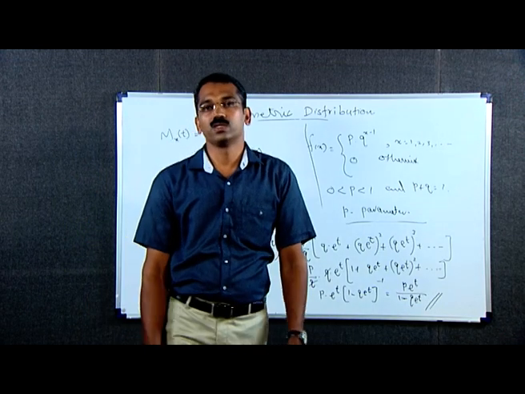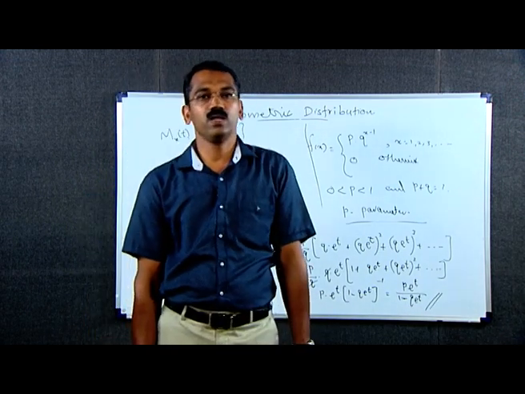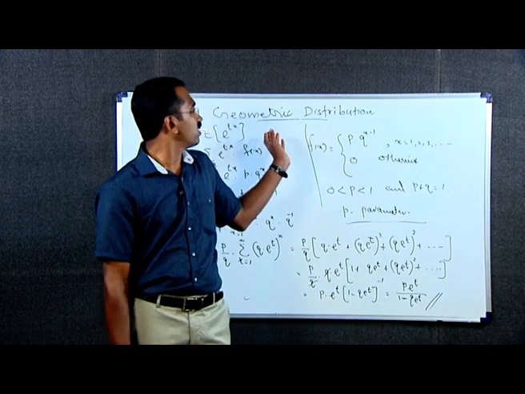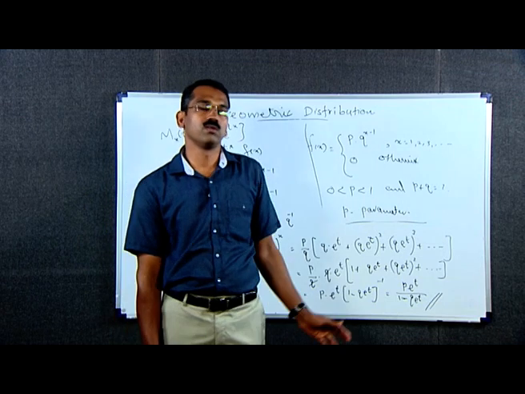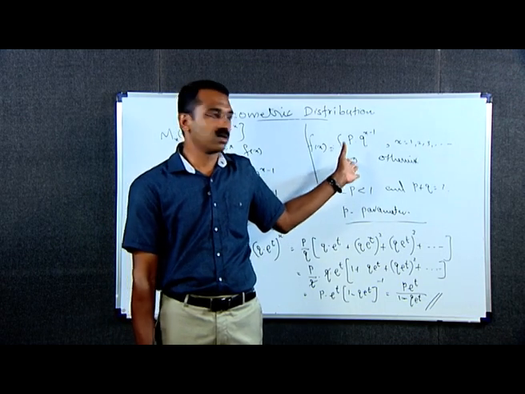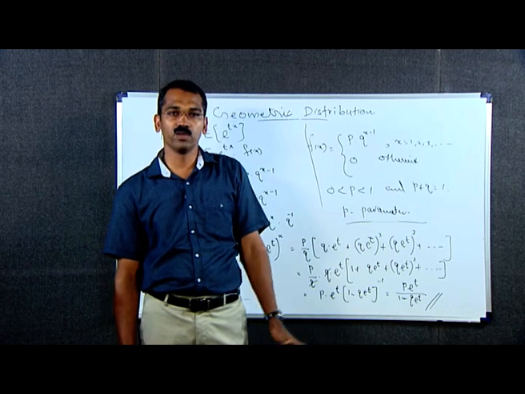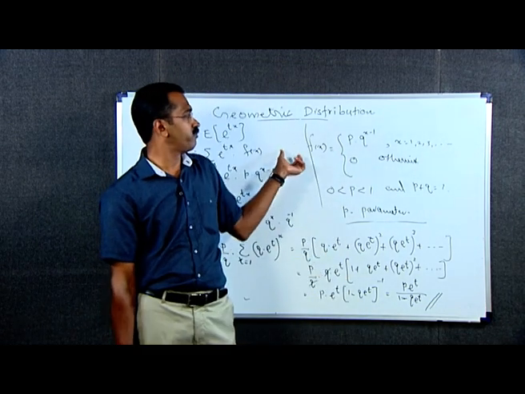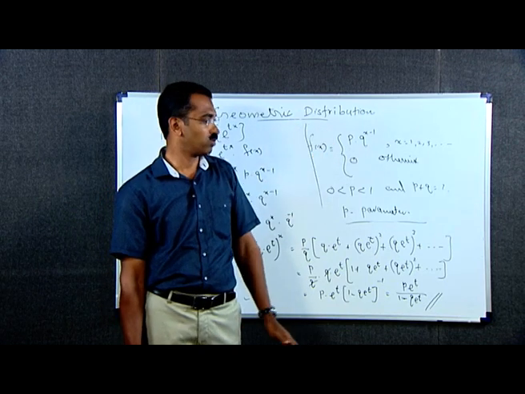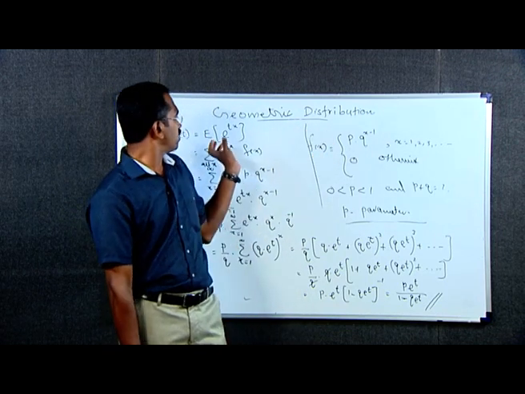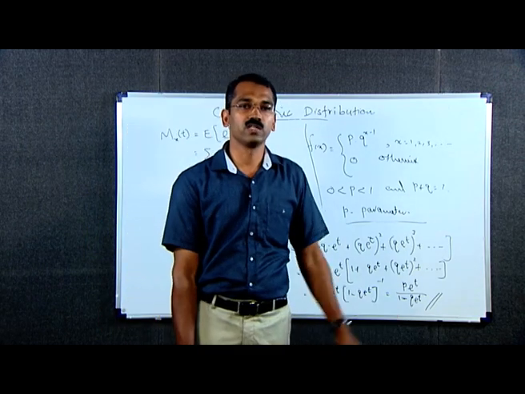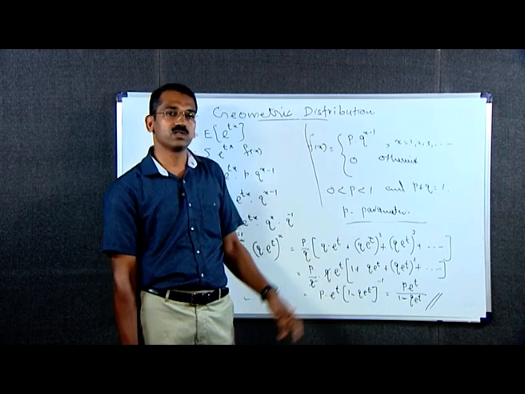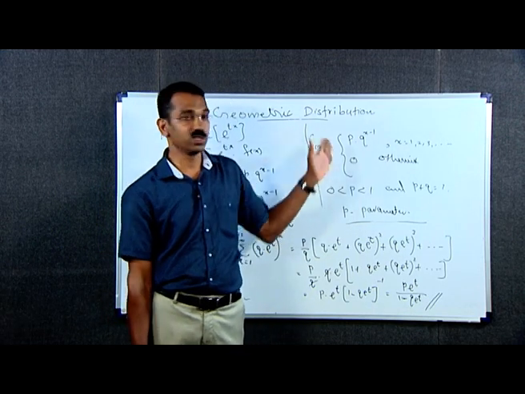Now let me conclude this session. In this session we just discussed the geometric distribution. We verified that this f of x is a PMF, and we derived the mean of this geometric distribution is 1 by p, and we derived the variance of x, standard deviation, and the moment generating function of this geometric distribution.